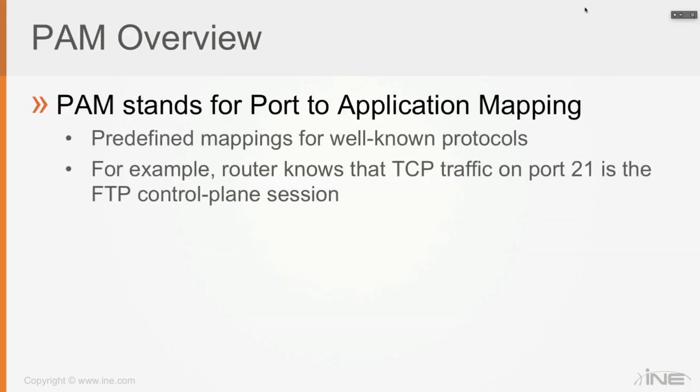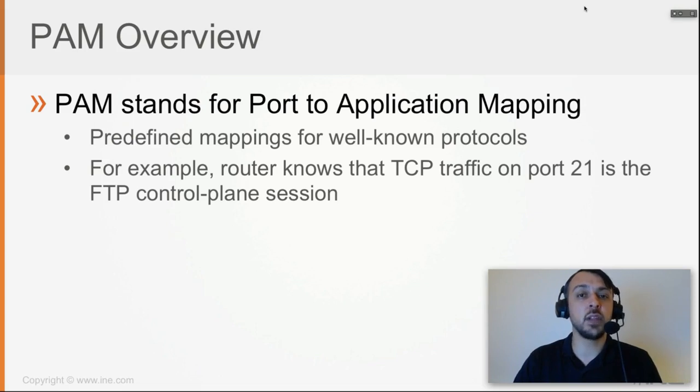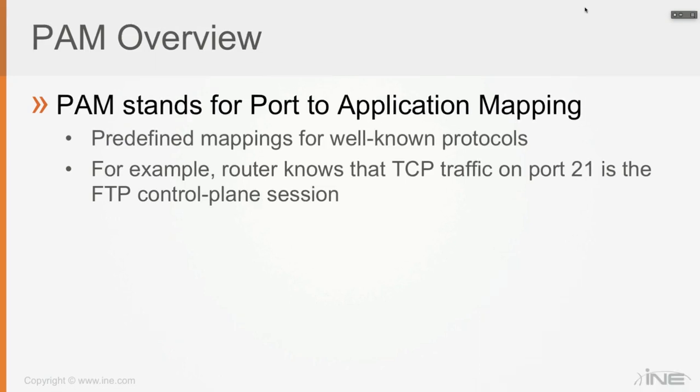Now let's speak also about PAM. PAM stands for Port to Application Mapping, which is very self-explanatory. The router has predefined mappings for well-known protocols. For example, the router knows that TCP traffic destined to port 21 is the FTP control plane session. That's how, when we said previously match protocol FTP, the router knew what to inspect, which means TCP traffic on destination port 21. So PAM controls port to application mappings.